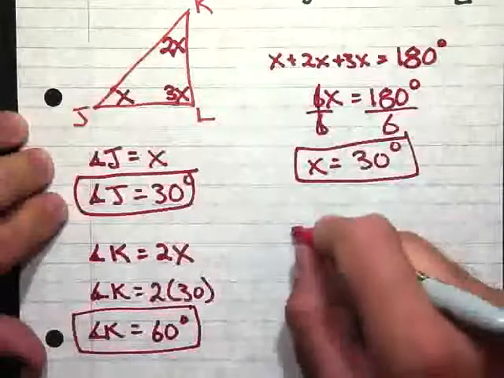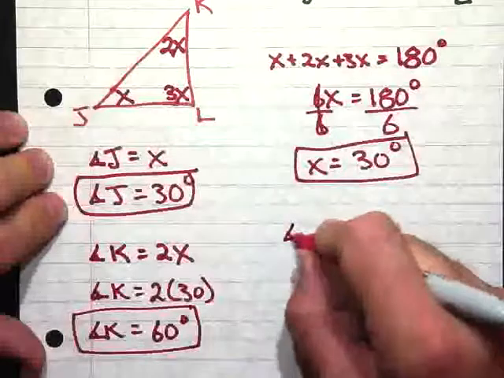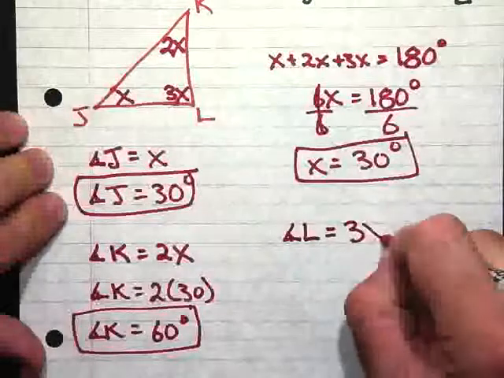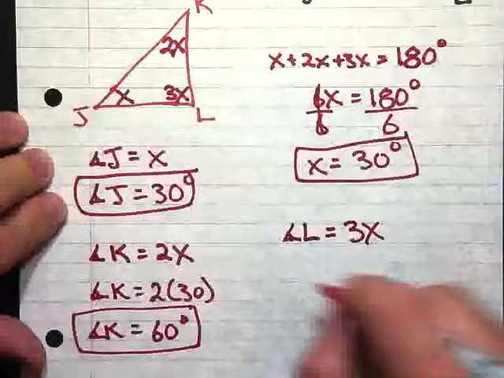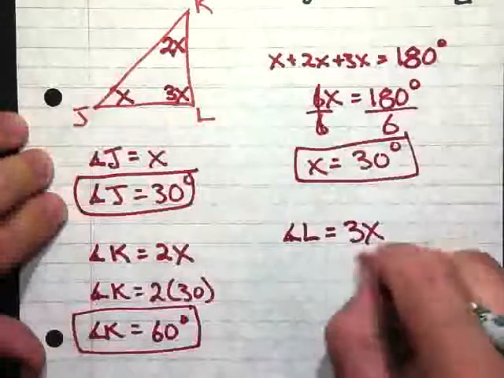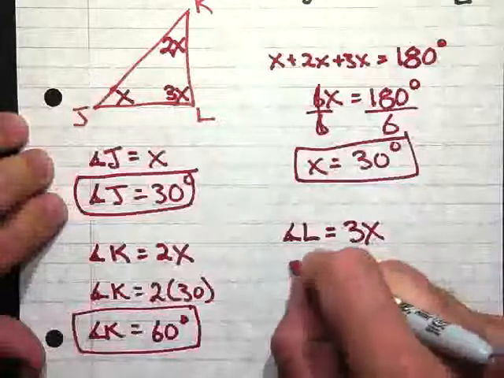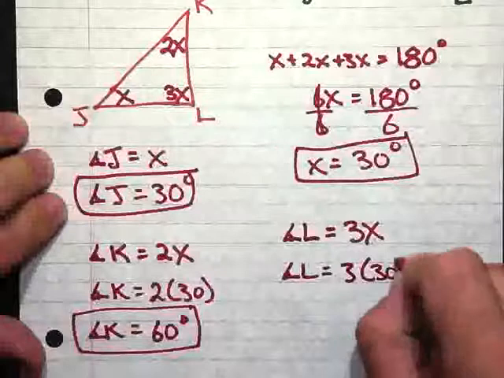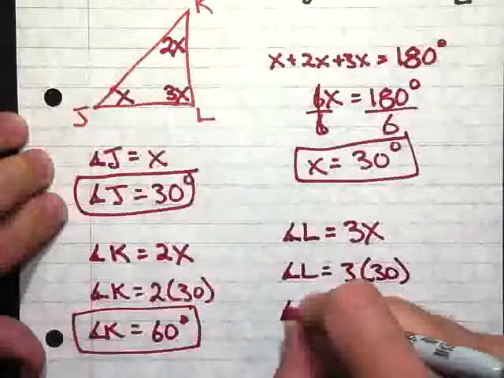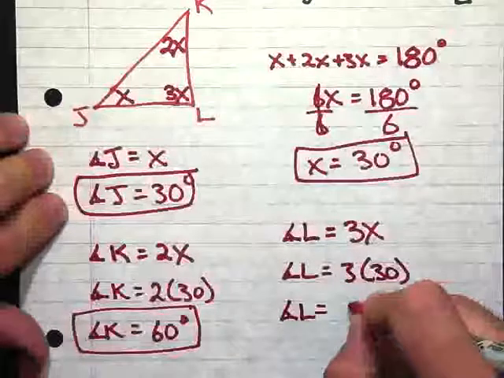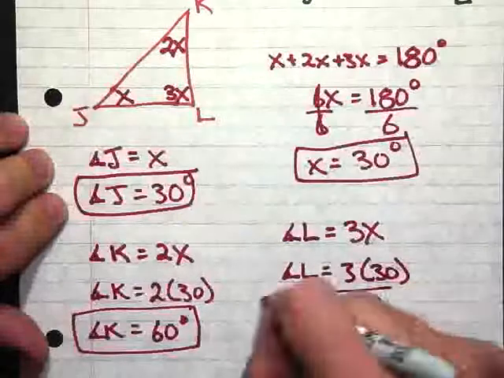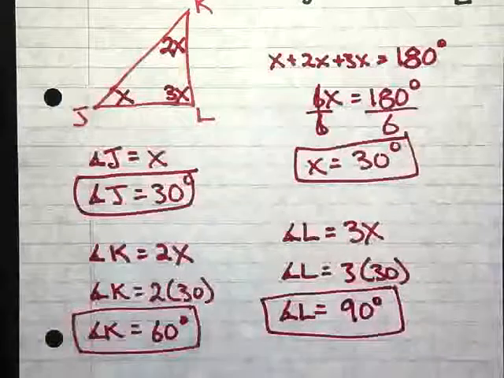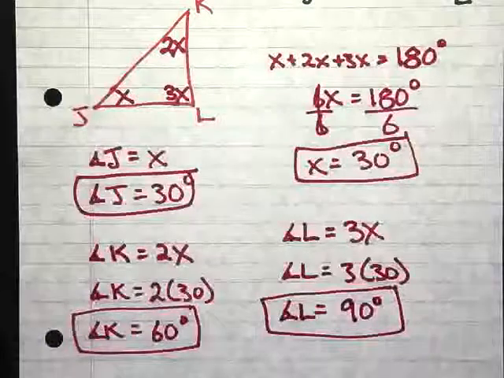And then now we need to find angle L. We know angle L equals 3x. And if x is 30 degrees, I'm going to substitute that in for x. So angle L equals 3 times 30, which means that angle L equals 90 degrees. And we have the measure of our three angles, angle J, angle K, and angle L.